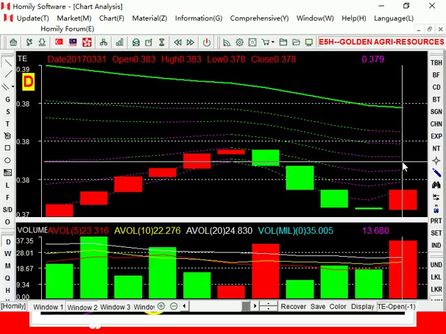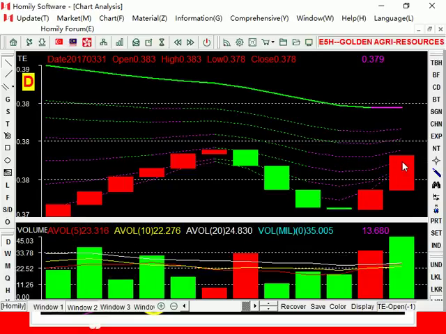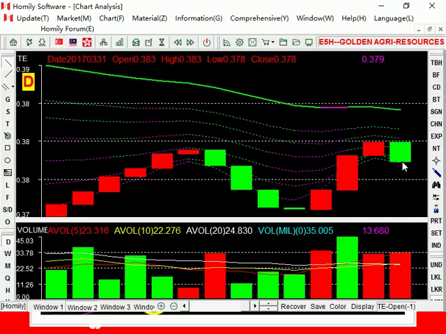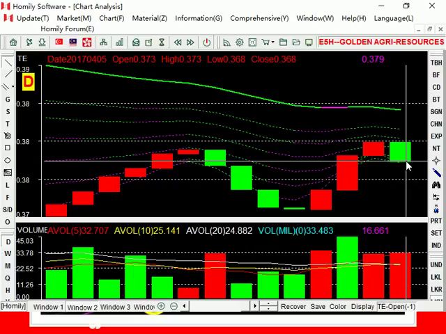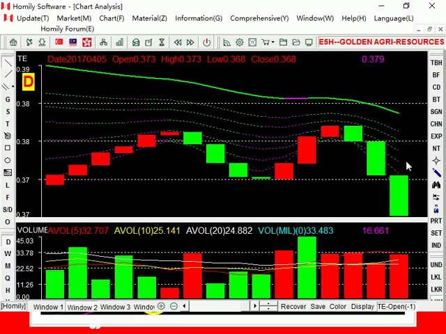So only one third or one fourth position. Okay, then buy. When can we add position? No chance to add position, okay? So here, sell or not? You should sell quickly. Then we wait and see.